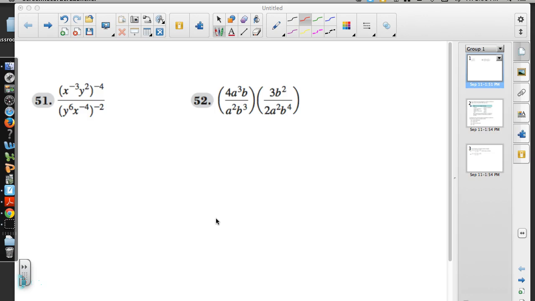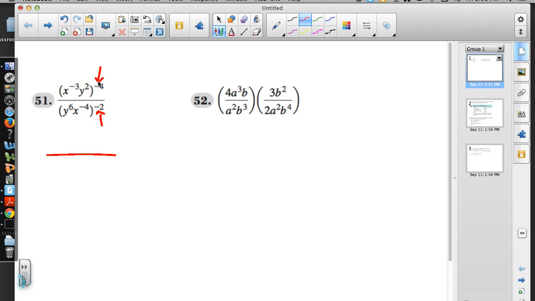The first thing I would want to do is eliminate some of the negatives. I don't like working with tons and tons of negatives. So to get rid of at least a set of those, I'm going to flip them, because remember, this is reciprocals. So this is now going to be on the top, but with a positive 2. Now we'll have y to the 6th, x to the negative 4th, to the positive 2 power. And this is going to go to the bottom and become a positive 4.